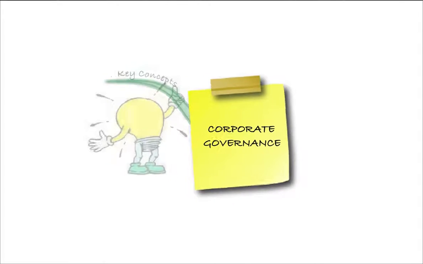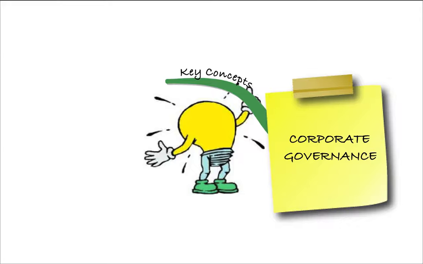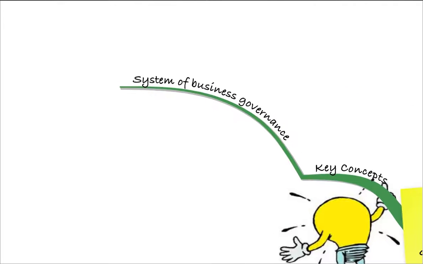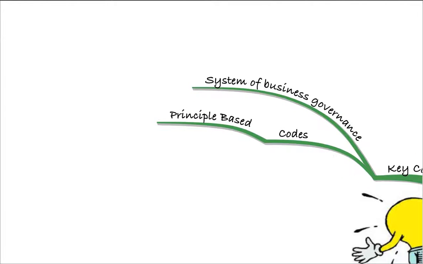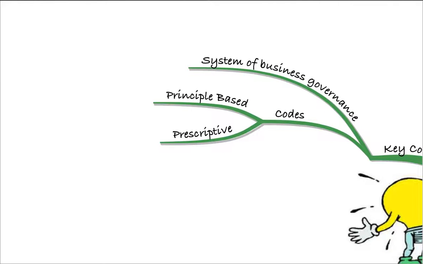So the key concept when it comes to corporate governance is that it is a system of business governance to try and make the business run more smoothly. There are different types of codes that can be applied. There are principles-based codes and there are prescriptive-based codes.